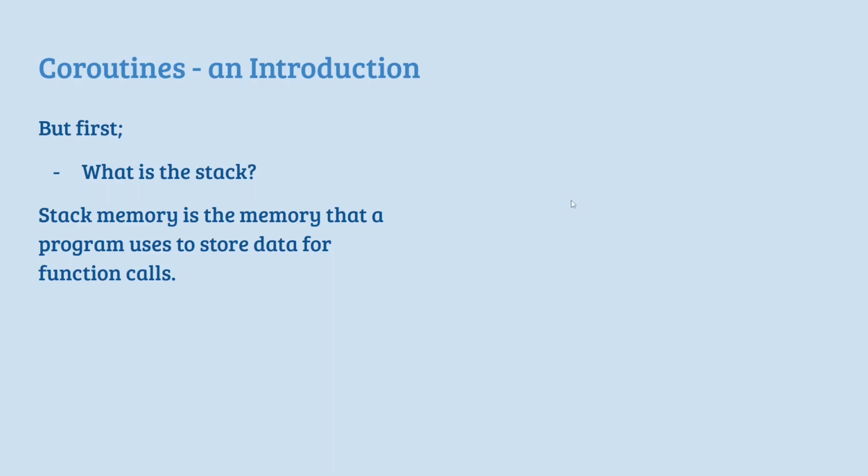So the next way to improve on that would be to go to coroutines. So before even going to coroutines, let's just talk about stack memory. Like, what is the stack? So here we say it's the memory that a program uses to store data for function calls. Right? So that's the specific thing. If you've heard of stack and heap, then this is the stack that we're talking about.